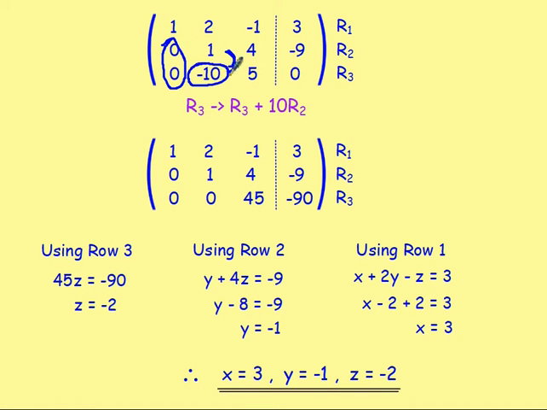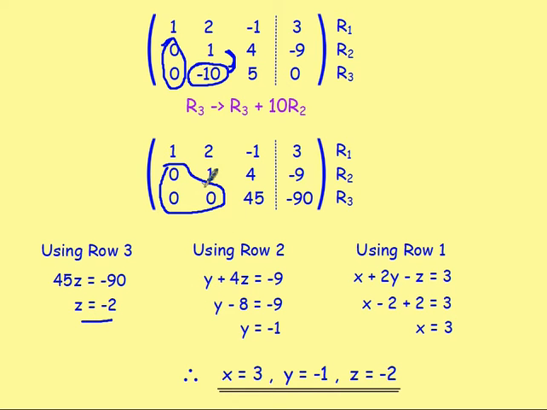So you can say row 3 add on 10, row 2 would give you the 0 here. Once again, you've got your triangle of zeros, upper triangular form, so you can use your backward substitution. So 45z equals negative 90, solve for z.